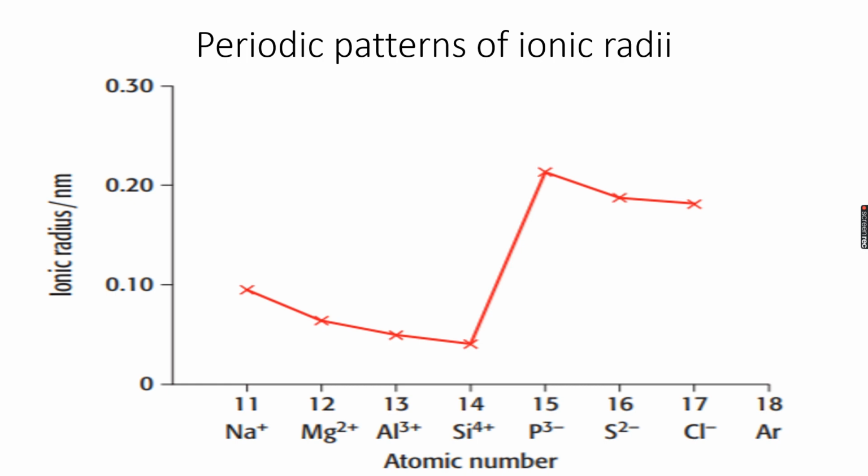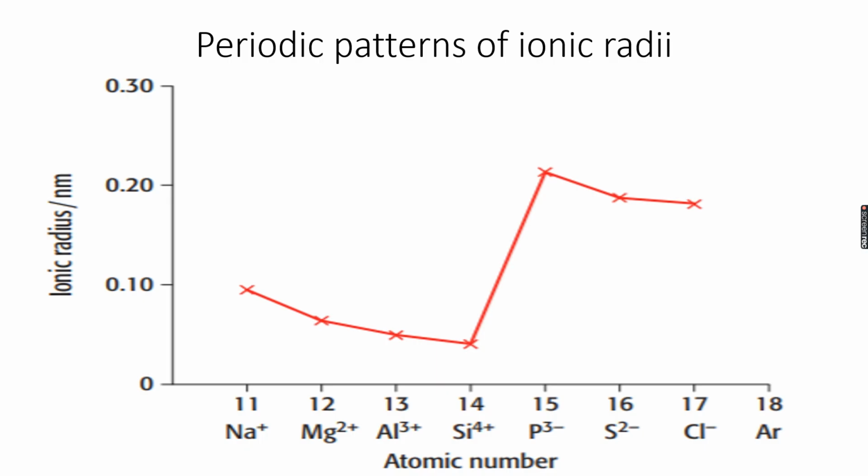ionic radius increases. Now, this increase is because from sodium to silicon, we are losing electrons, right? Because we are forming positive ions. And how many electrons are we losing? We are losing the electrons that are present in the outermost shell. So we can say that we are technically losing the outermost shell when we are forming these ions, because we are losing all the electrons in the outermost shell.